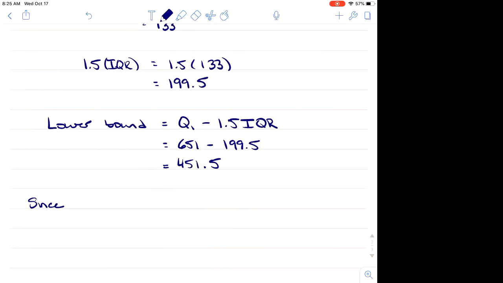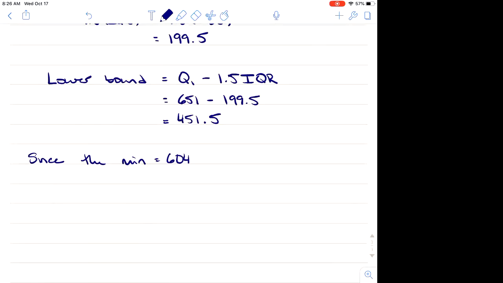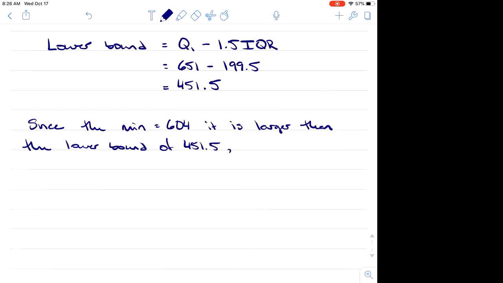So since the minimum is 604, it is larger than the lower bound of 451.5. So there are no outliers on the lower end.